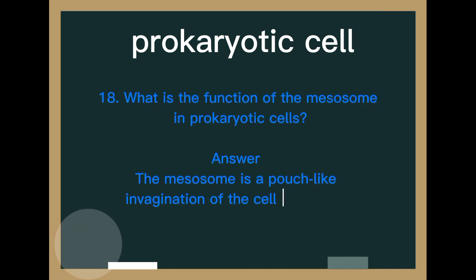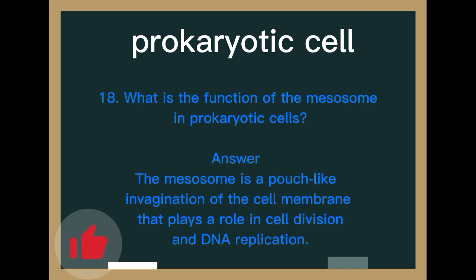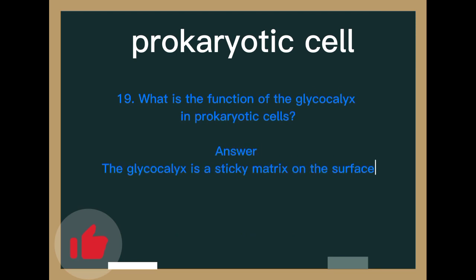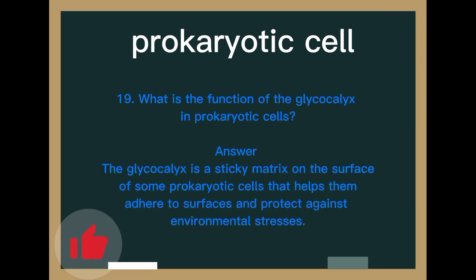18. What is the function of the mesosome in prokaryotic cells? Answer: the mesosome is a pouch-like invagination of the cell membrane that plays a role in cell division and DNA replication. 19. What is the function of the glycocalyx in prokaryotic cells? Answer: the glycocalyx is a sticky matrix on the surface of some prokaryotic cells that helps them adhere to surfaces and protect against environmental stresses.